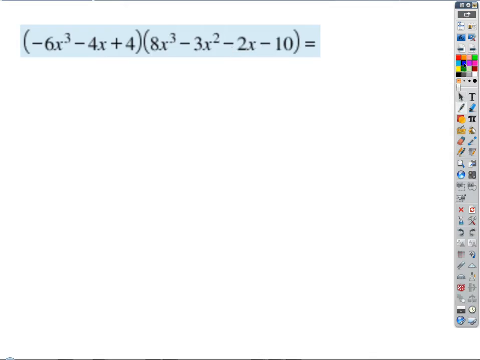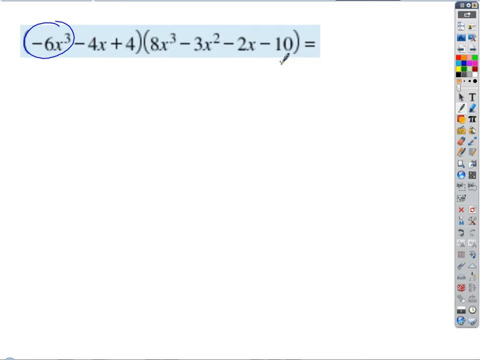We're just going to distribute and add like terms. We're going to distribute the negative 6x cubed all the way through this one, and then we're going to distribute the negative 4x all the way through, and the 4 all the way through, and add up like terms. That's a lot of terms, though, right? So it makes sense for us to do this in that vertical technique that we looked at yesterday, right?